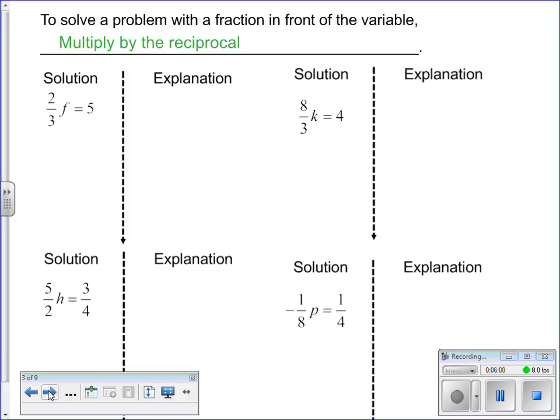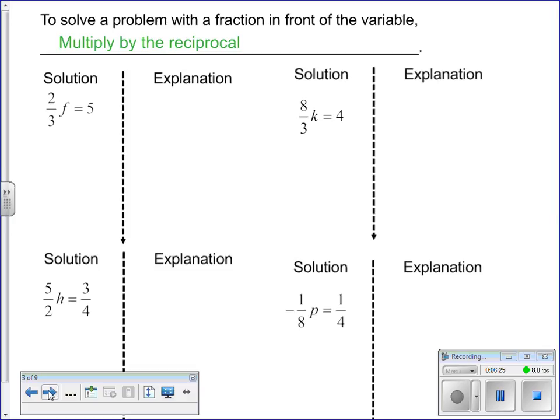To solve a problem with a fraction in front of the variable. So when we did the other problems the other day, it was always do the opposite. If it's addition, you subtract. If it's subtraction, you add. Multiplication, divide. Divide, you multiply. If you have a fraction in front, multiply by the reciprocal.